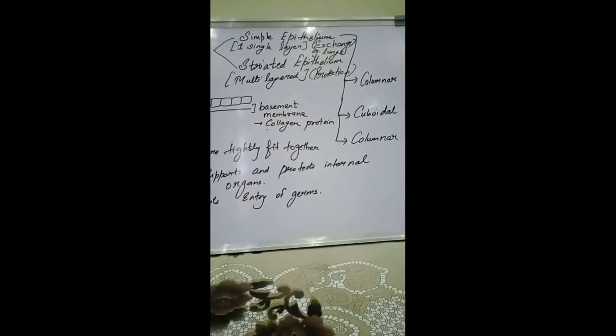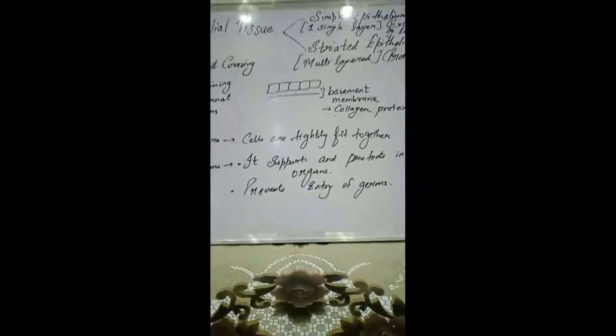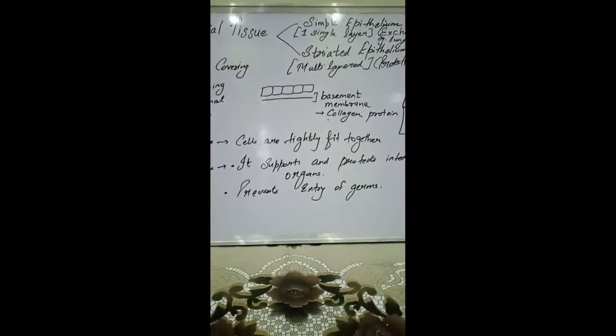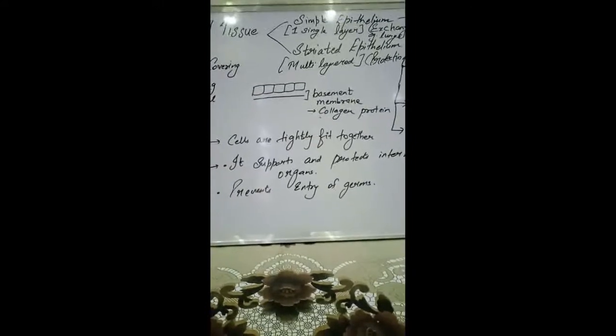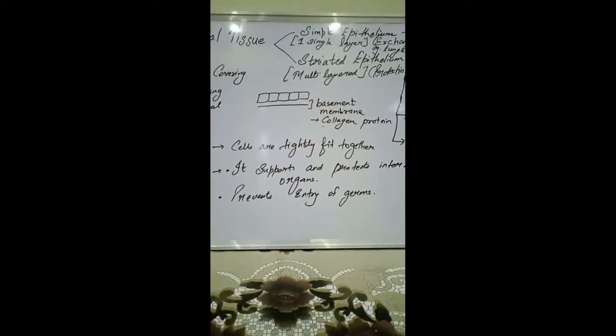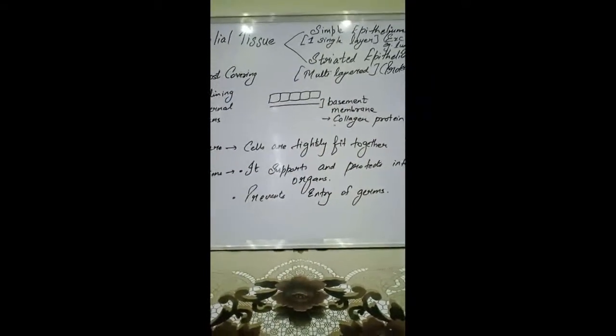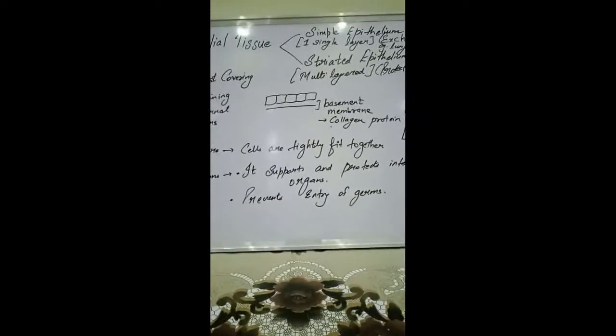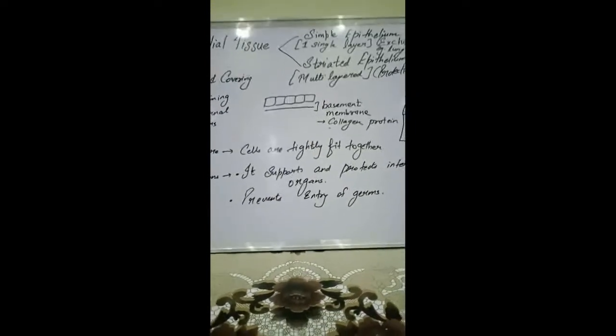Okay, columnar, cuboidal and ciliated. These were the types of epithelial tissue. Now let me tell you one most important point about the epithelial tissue. What is that? See, here in this diagram, the boxes, because epithelial tissue cells are tightly fit together. Below this epithelial tissue, a basement membrane is present.